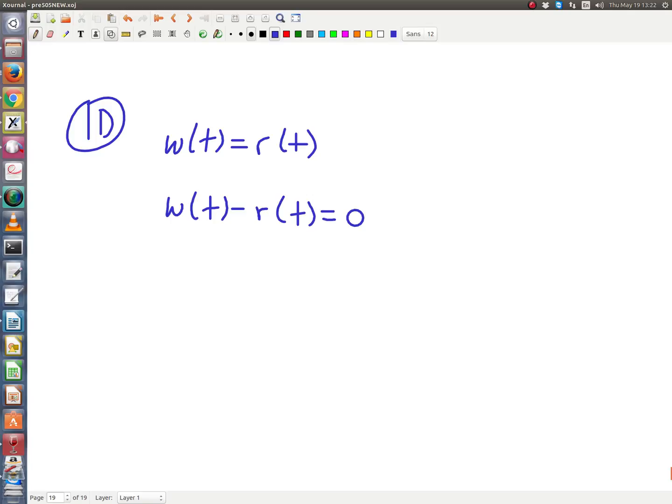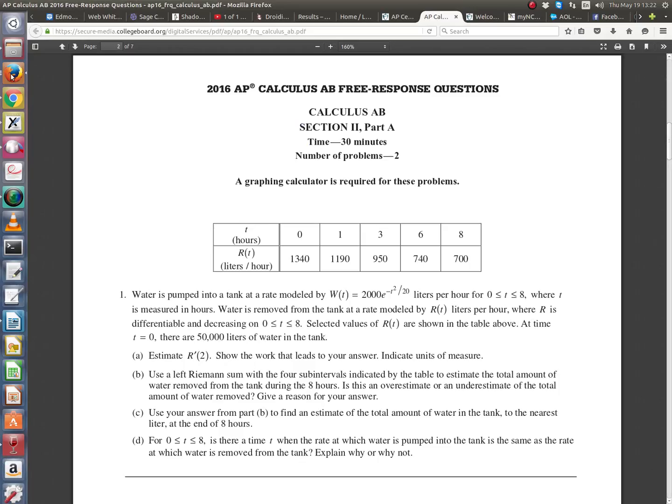So what is R max? Let's talk about this. What's R max? What's W max? Okay, let's go back to the question. Okay, all right, so here we go. Now R is decreasing, right? So R max is R of 0, which is 1340. R min is R of 8, which is 700 liters per hour. Now what's W max and what's W min?